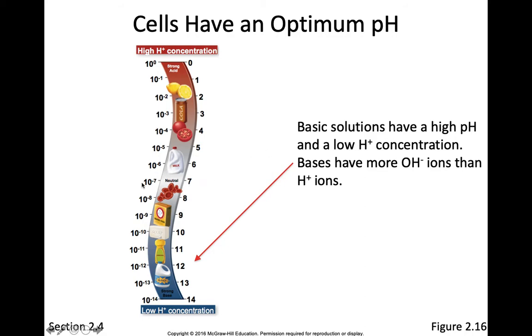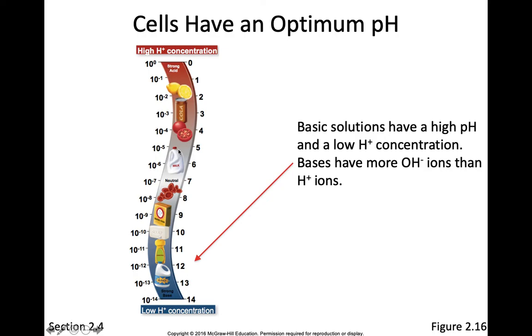In the middle, you have one H, one OH. Over here, you have one OH, two H's, three H's, one OH, four H's. You get the idea. Over here, it's the opposite: one H, two OHs, one H, three OHs, one H, four OHs. The closer you get to this way, the more OHs there are when compared to H's. In the middle, they're equal.